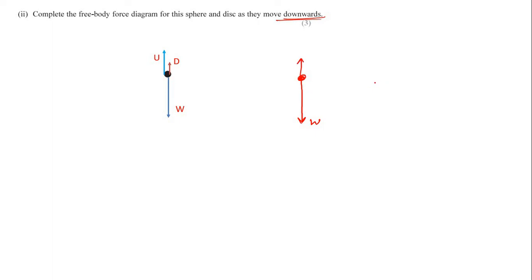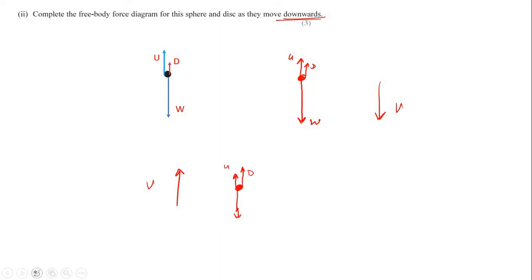But as the object is moving downward, this is the direction of velocity. That means drag force also acts in the opposite direction. So weight, drag force is acting in the opposite direction. This is how you can label all the forces. Remember, if something is moving upward, this is the direction of velocity. So we have a weight acting down, upthrust always acts upward, and the drag force.